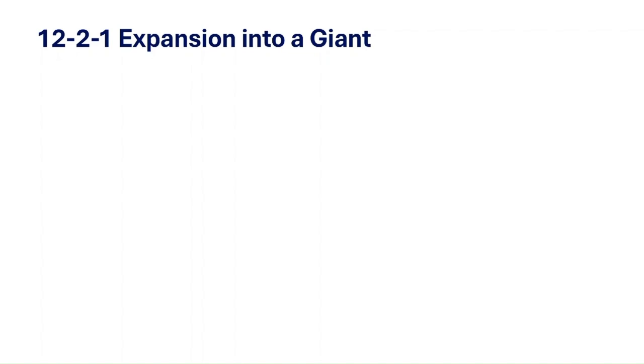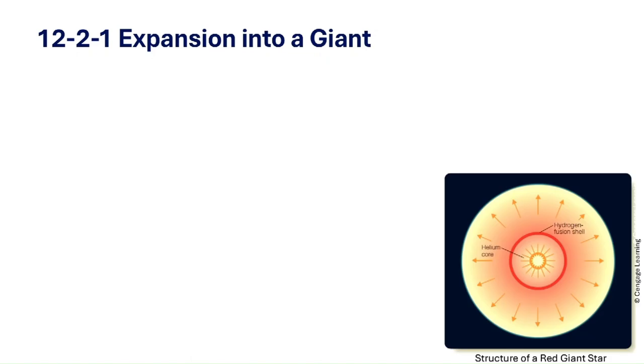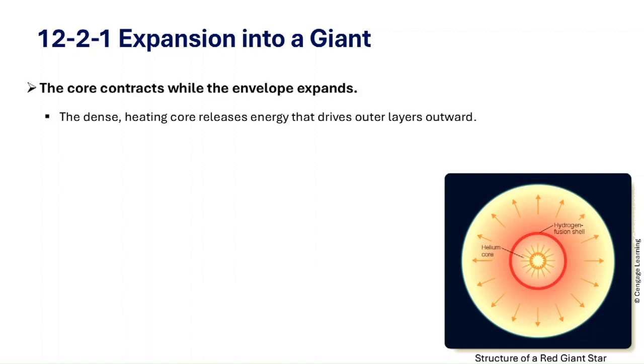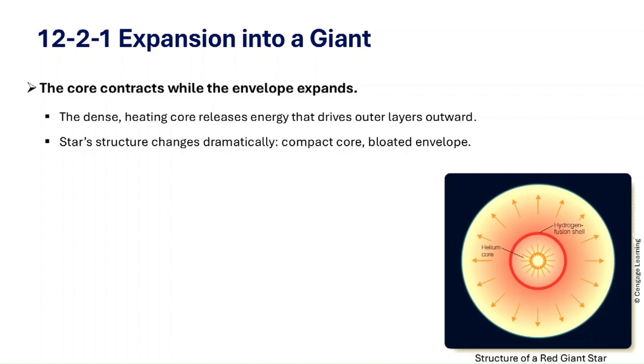And this is the dramatic stage where the star begins to expand into a giant. Now here, take a look at this image. It shows the internal structure of a red giant star. So as we discussed, the helium core is compact and heating up. But this energy doesn't just stay in the core. It pushes outward, affecting the layers above it. So the star ends up with a very small dense core and a bloated outer envelope.